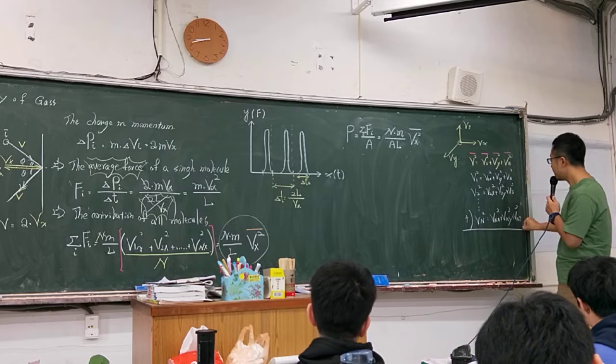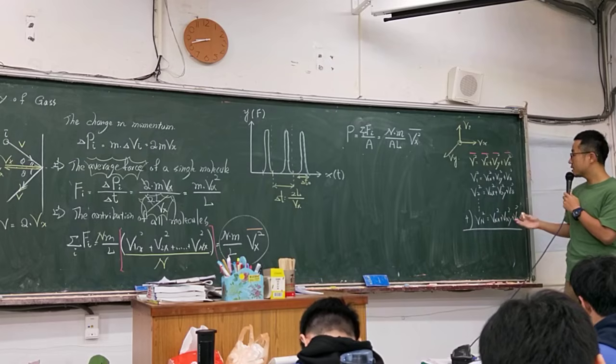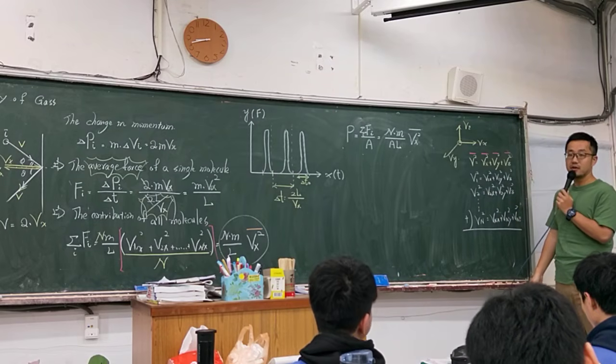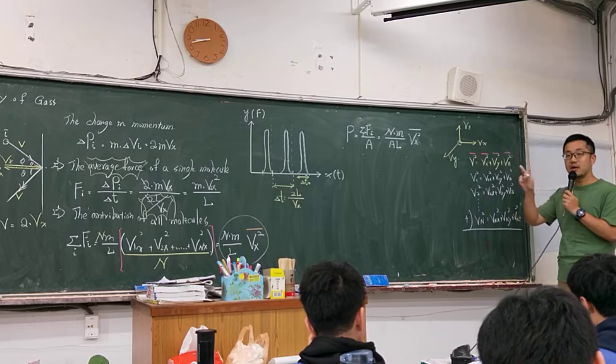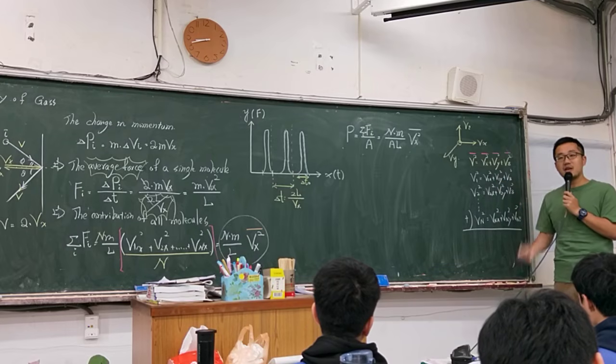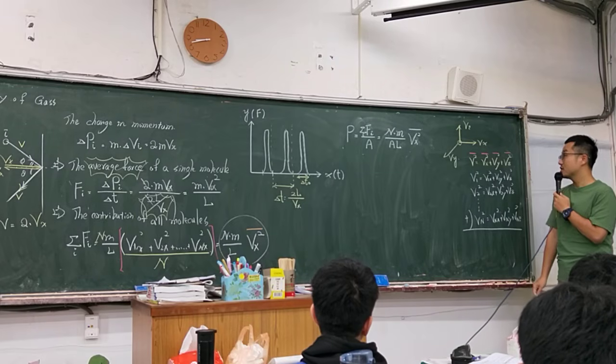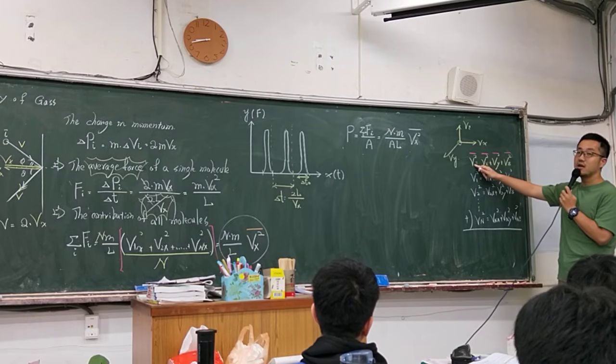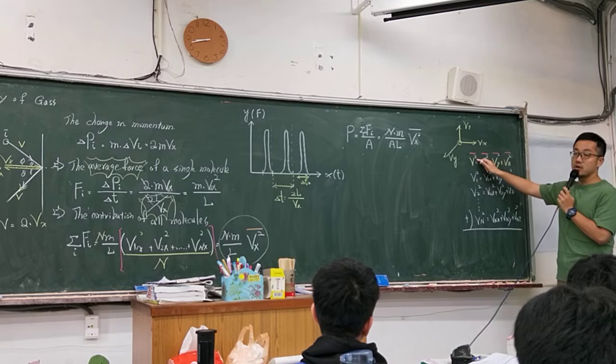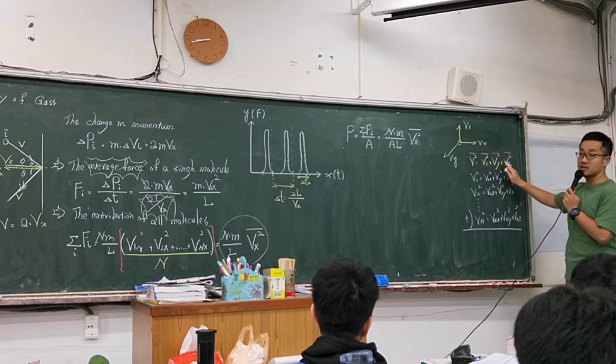Okay, now you can add all of them. This is the sum of v squared, and you divide it by the capital N, and you will get the average value. Because I want to make it quick, I say the average value of v squared from all the molecules can be written as this.